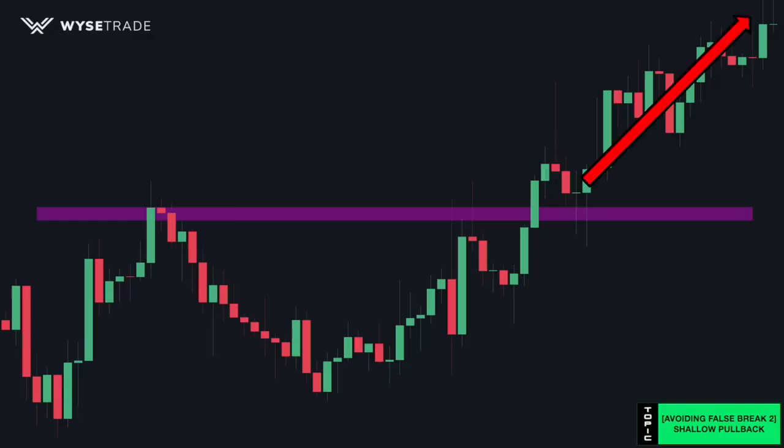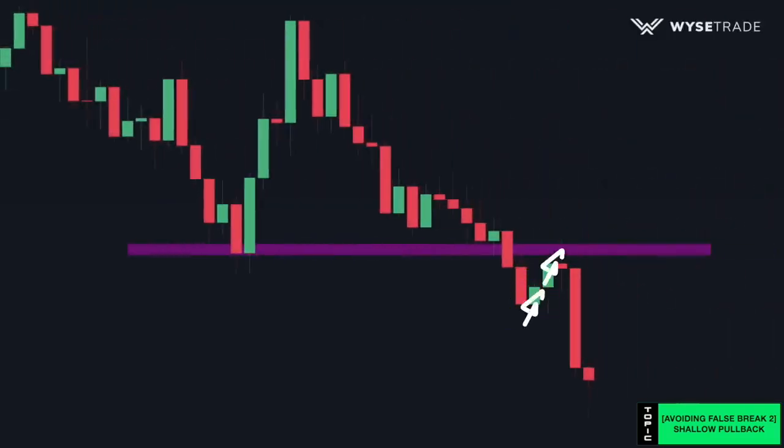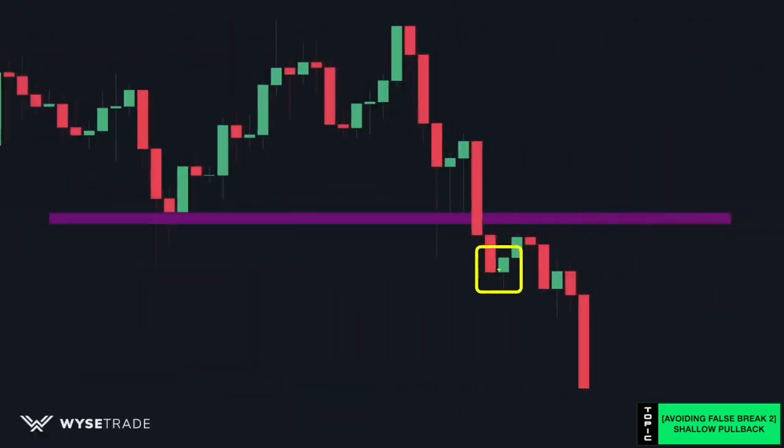Now in a downtrend, this works the same. Breakthrough, shallow pullback, short trade setup. Again, breakthrough, shallow pullback, short trade setup.